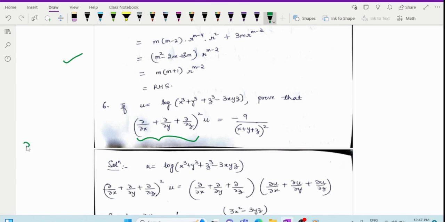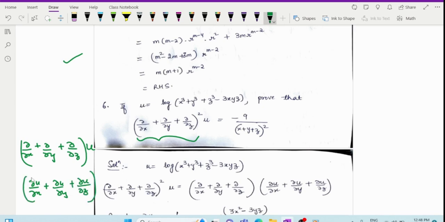This means that you are doing del by del x plus del by del y plus del by del z of u, which means del u by del x plus del u by del y plus del u by del z. But there's a square here, so whatever answer you get for del u by del x plus del u by del y plus del u by del z needs to be operated again.